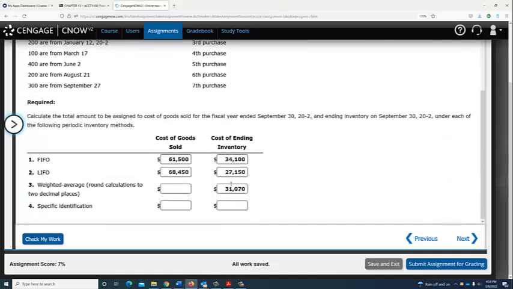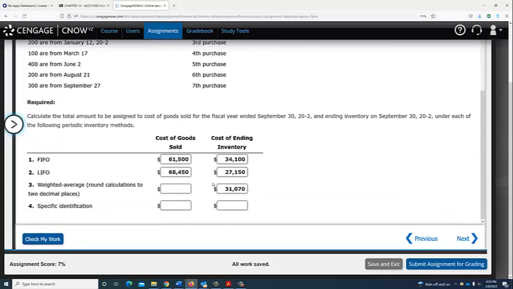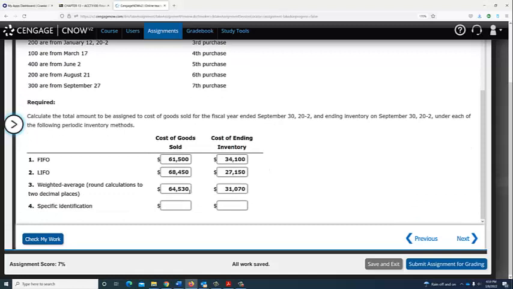So I can do the math. I can subtract the 31,070 from 95,600 to come up with my cost of goods sold, which would be 64,530. Or I could take the number of units I sold, which was 2,700, times the 23.90 price per unit, and come up with 64,530. So you can actually check yourself to make sure you've got the correct cost of goods sold. You can do it two ways and make sure you come up with the same number.